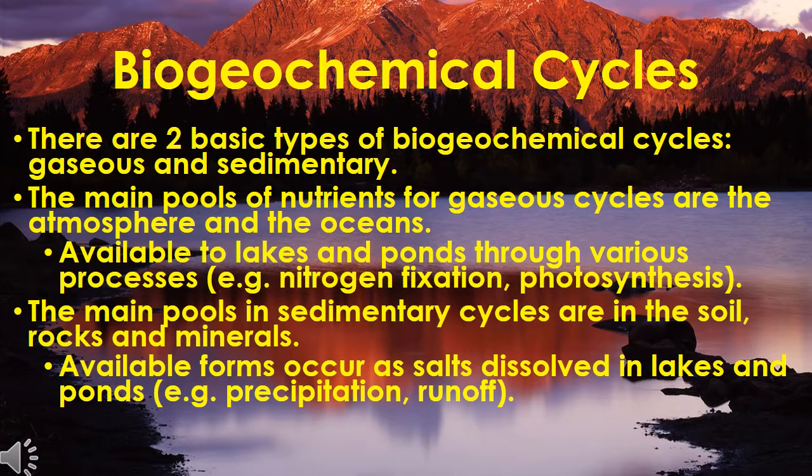There are two basic types of biogeochemical cycles, gaseous and sedimentary. The main pools of nutrients for gaseous cycles are the atmosphere and the oceans. These are available to lakes and ponds through various processes such as nitrogen fixation and photosynthesis. The main pools in sedimentary cycles are in the soil, rocks, and minerals. Available forms occur as salts dissolved in lakes and ponds through precipitation and runoff.